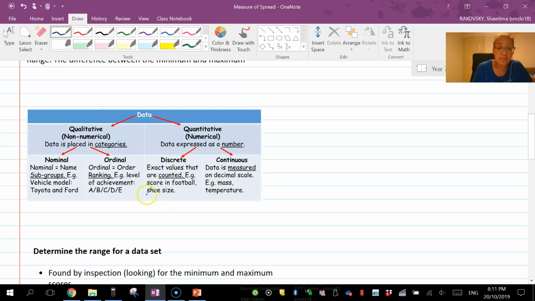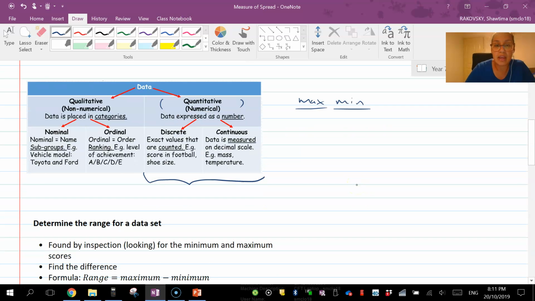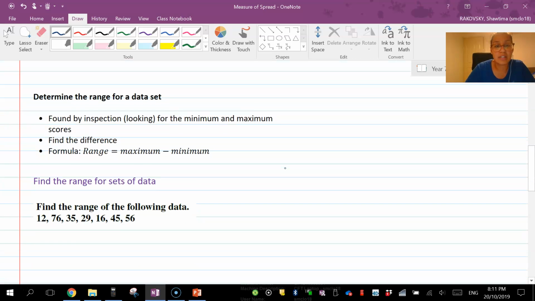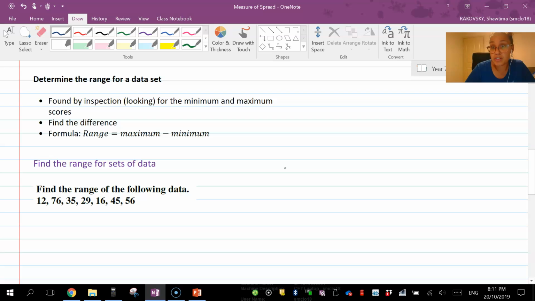This range is generally with these guys because it's to do with quantitative data. Max and min, and generally you need to have numbers to do that. So it'll be more of an emphasis on this. Right, determining the range for a data set. It's generally by inspection to look for maximum, minimum, and you guys have been doing that in class. And then you find the difference. So difference, subtraction. There's your formula if you must know, but we're looking for the difference. It's pretty straightforward.